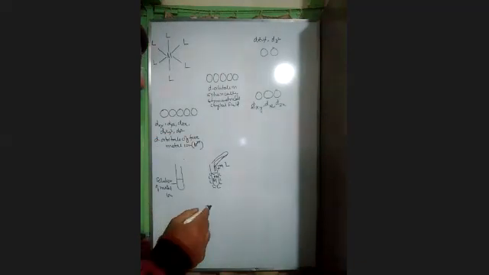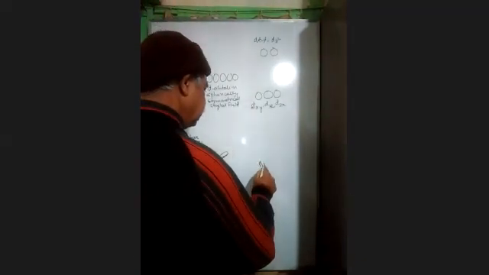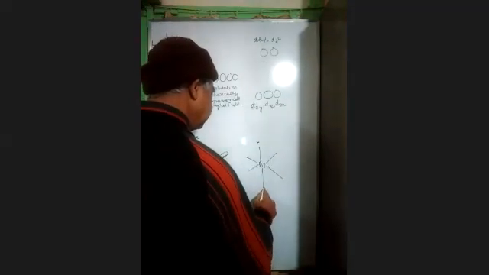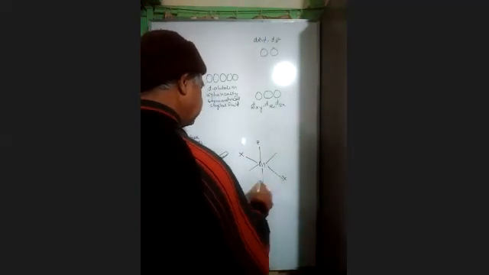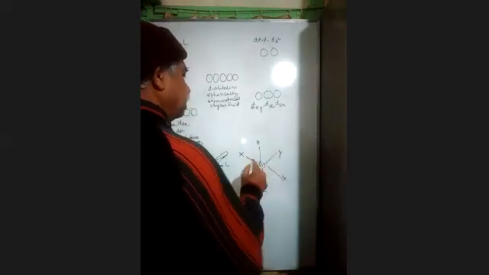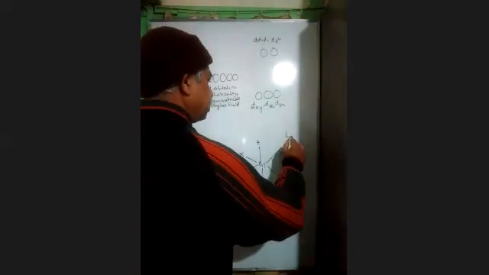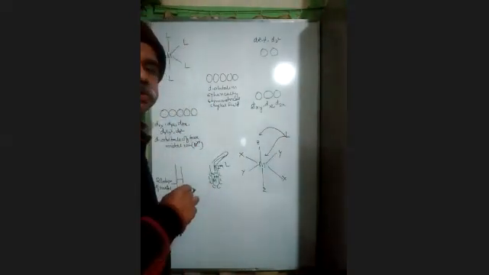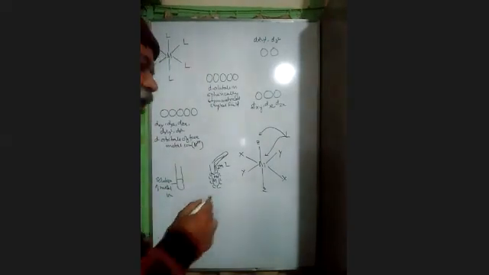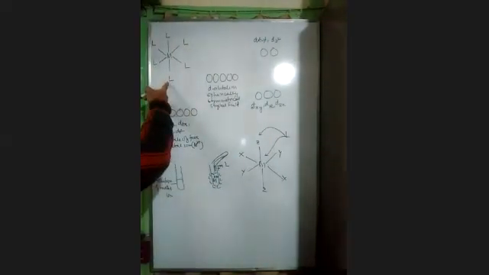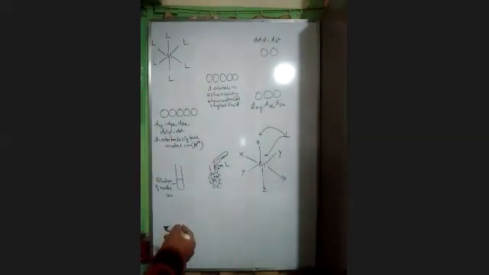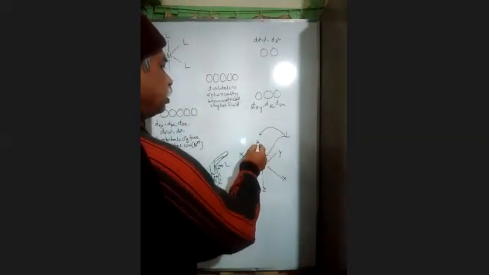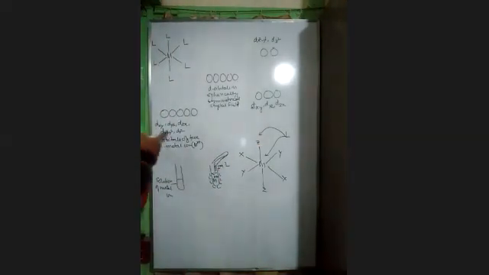See, this is the axis. It is Z, Z. This is X, this is X. This is Y, this is Y. Now the ligand decides: should it approach along the axis or in between the axis? If it comes along the axis, then this is the one. And if it comes in between the axis, then you will find, if it comes along the axis, what are the orbitals it's going to meet? These two orbitals are going to meet it.